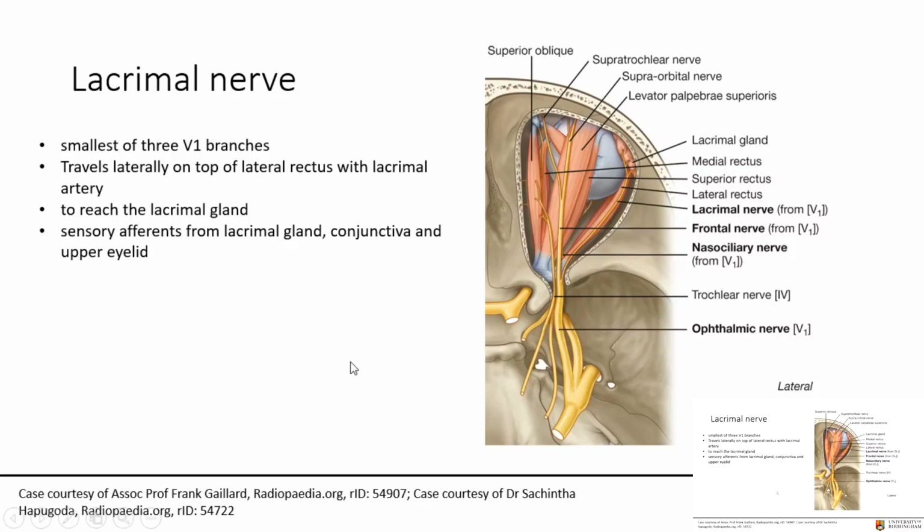And the lacrimal nerve, so the lacrimal nerve is one of the smallest branches of the ophthalmic division. This one is located on the lateral side, this one here, and it's traveling superior to the lateral rectus muscle with the lacrimal artery to reach the lacrimal gland. It has sensory afferents that supply the conjunctiva and the lateral side of the upper eyelid.